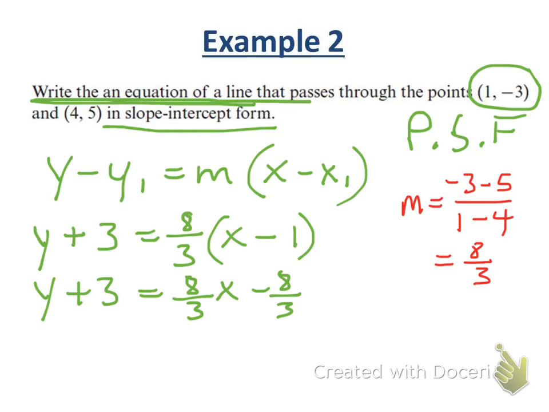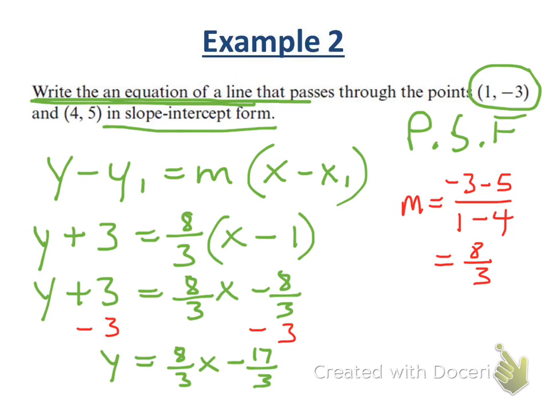The next thing we need to do is subtract 3 from both sides. 3 is how many thirds? 9 thirds, right? So we got -8/3 and -9/3. You got -1 there. So I have -8, -9. Same signs, add and keep the sign. Different signs, subtract. Okay. Y equals 8/3 x minus 17/3. All right.